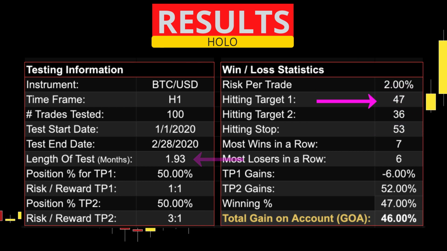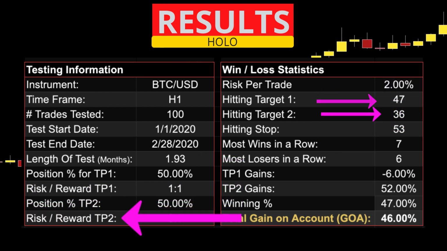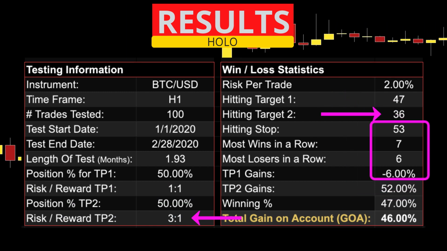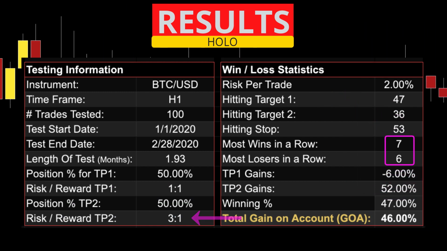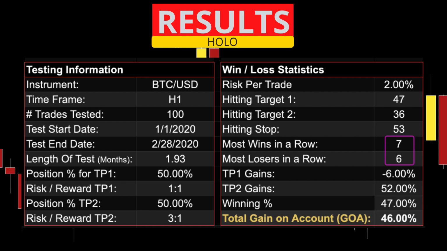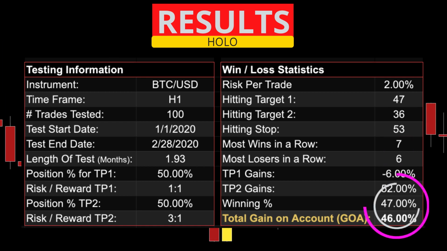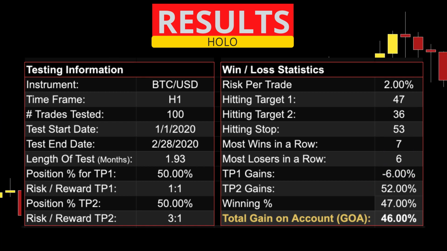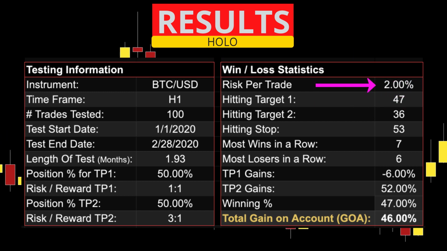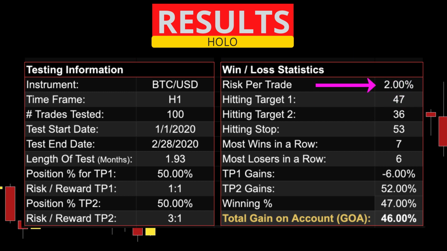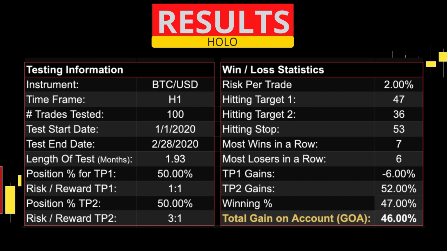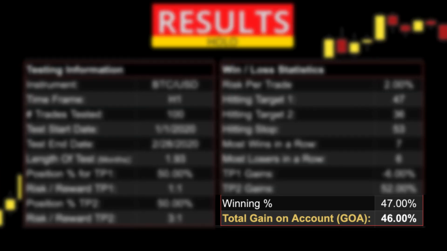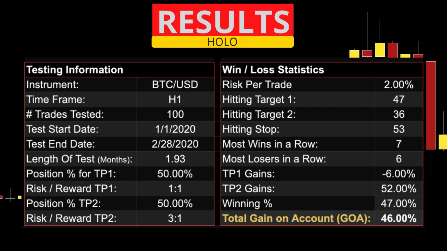47 hit target 1, and of those 47, 36 hit target 2 of 3 to 1. Most wins in a row was 7, most consecutive losses came in at 6. The winning percentage was short of 50%, but the gain on the account turned out to be 46%, risking 2% per trade due to the great risk to reward ratio of target 2. And hold on, because I am going to share with you how to really increase that win rate, which will greatly improve the gain on account.